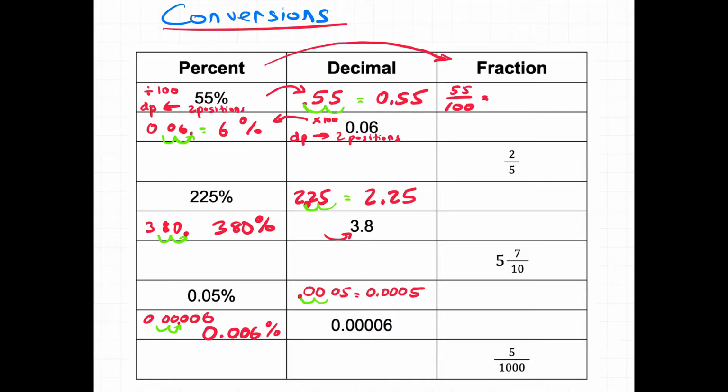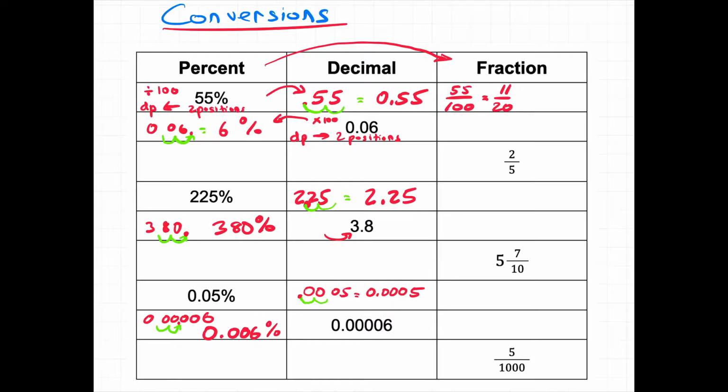I can see that these numbers end in 5 and 0, so they're both divisible by 5. 55 divided by 5 is 11, and 100 divided by 5 is 20, and that would be our final answer. The fraction 11 over 20 is in simplest form.